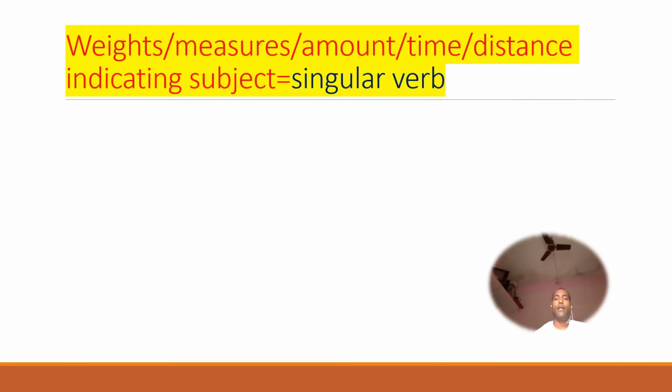Let us see another interesting rule. Words like kg, tonne, meters, kilometer, centimeter, amount, right? Similarly, amount means rupees, dollars, like that. Time, distance, indicating the subject. If we have these, then they always take a singular verb.